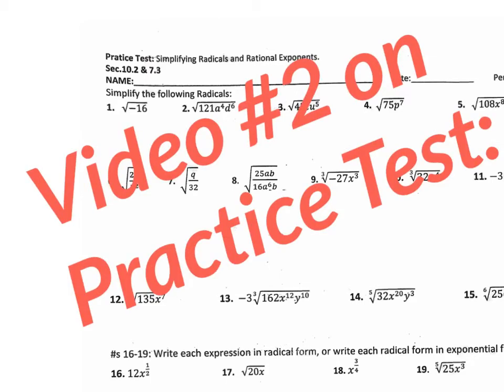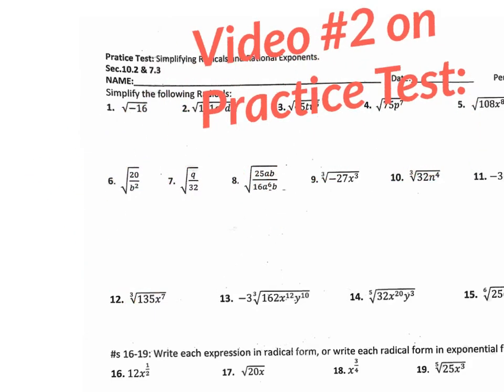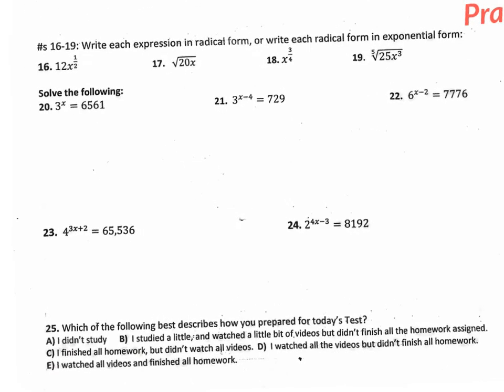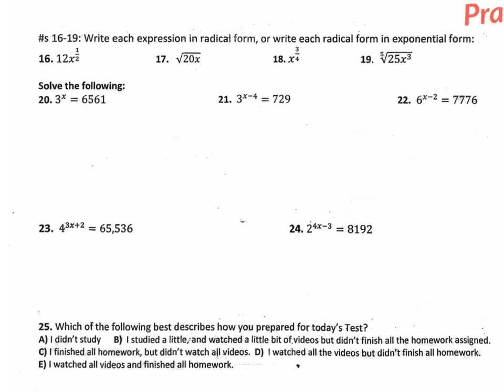So here we go, video number 2 on the practice test of simplifying radicals and rational exponents. We're going to move to the second half of the practice test. On the previous video, we did the first half of it. Let's look at number 16 through 19. It says write each expression in radical form or write each radical form in exponential form. So we're just going to be changing the way they look.